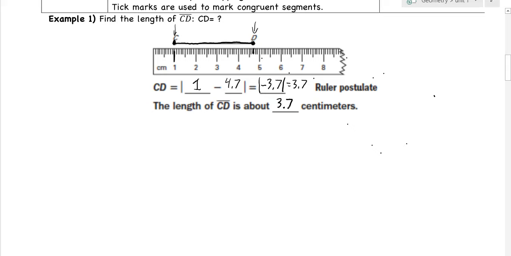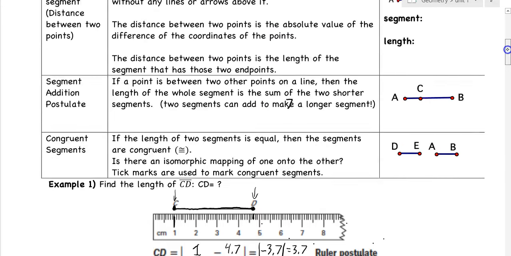It's really a way for them to try to tell you to measure something. It doesn't matter whether you start at 0 and measure the length, or whether you start at any point and then measure the length and do the subtraction and take the absolute value. You'll get the same number. The ruler postulate. We're going to scroll back up.